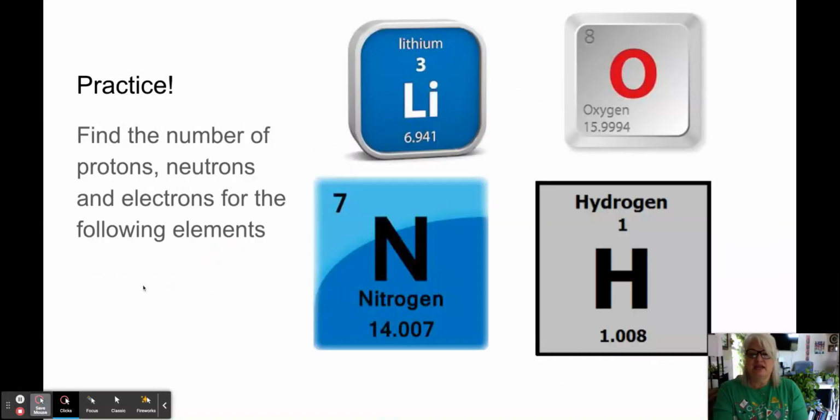Here's a little practice. Go ahead and, excuse me, in your packet, I believe on page 13, tell me the number of protons, neutrons, and electrons for the following elements. And we will go over this in class.